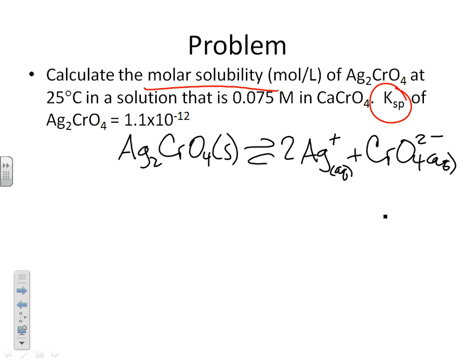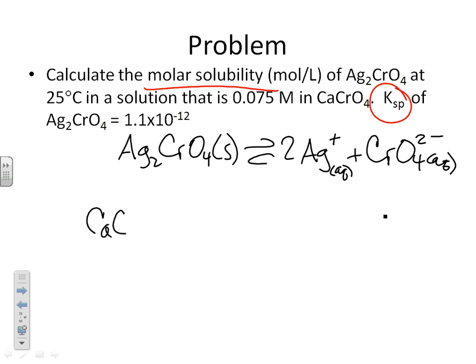And once again, thinking about what's in the beaker, we're putting silver chromate in the beaker. Most of it will stay as a solid, but some of it will dissolve into silver and chromate ions. There is also 0.075 molar calcium chromate. We are assuming that one is soluble because they're telling us so, so we can assume that this thing completely dissociates.